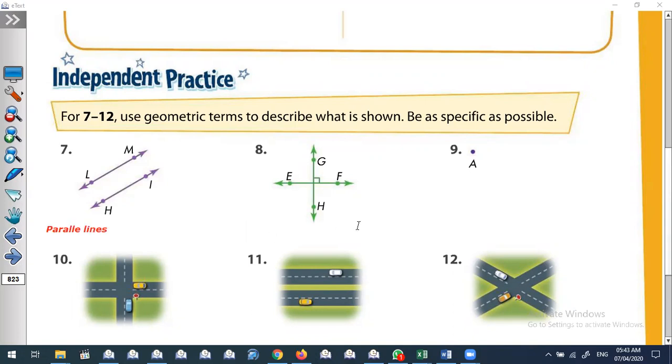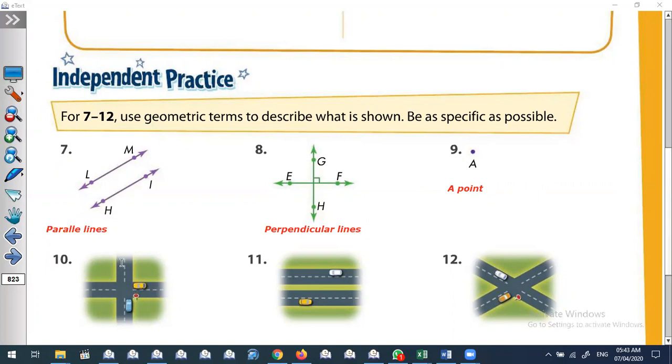The next one, here we have a square corner, so they are called perpendicular lines. Perpendicular. Here, just a point. Here I have a point.